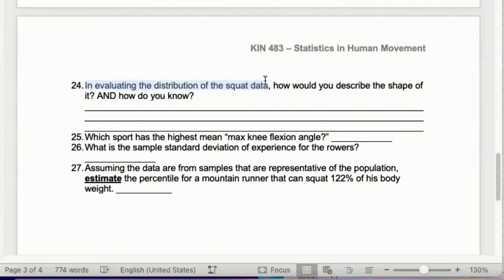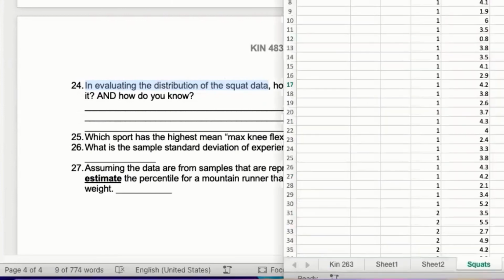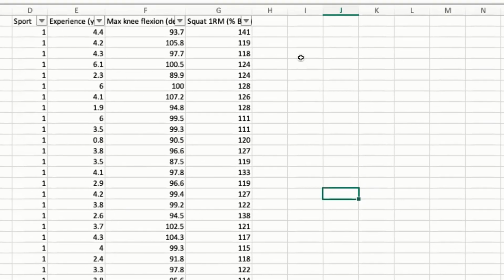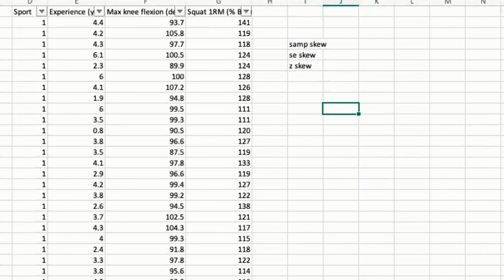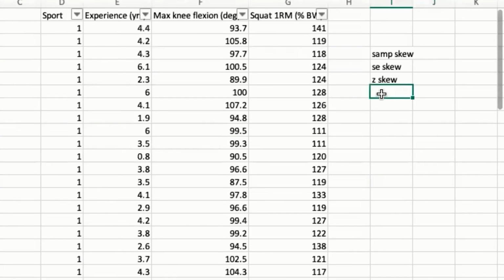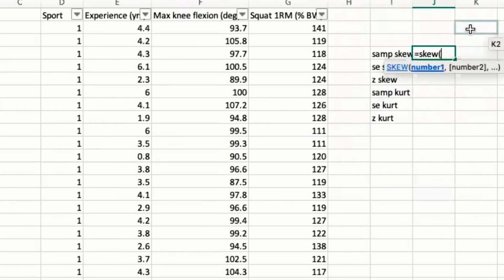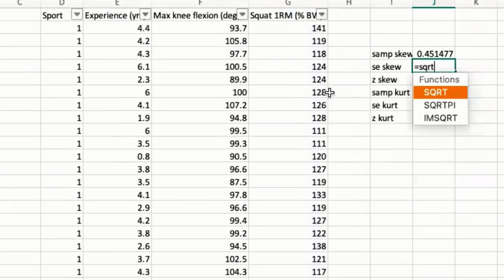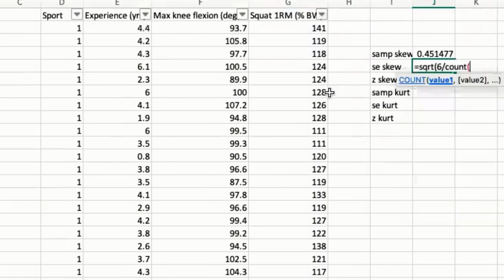In evaluating the distribution of squat data, how would you describe it? So, how do we describe shape? Skew and Kurt, right. So we would do the same thing: sample skew, SE skew, Z skew. Try to blow it up a little bit. Okay. Right, and then we've got sample Kurt, SE Kurt, Z Kurt. I'll go through these ones a little bit faster just because we've already done an example of this, but we would use the squat data. The standard error is the square root of 6 divided by our sample size.